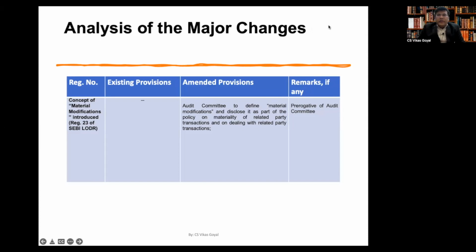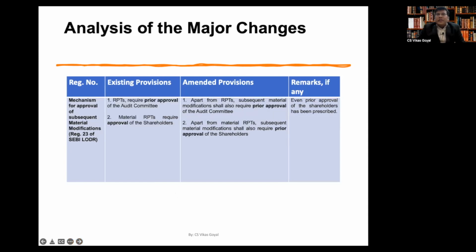So, apart from the definition of material RPT, a new concept has been introduced in SEBI LODR. That concept is of material modifications, because there was no existing provision in the old SEBI LODR, but now it has been prescribed that the audit committee has to define the material modifications and disclose it as part of their policy on materiality of related party transactions. It is up to the audit committee to define what is a material modification. That material modification can be with regard to supply of any quantity, any monetary value. Nothing has been prescribed specifically on what basis the material modification has to be defined, and it is totally the prerogative of the audit committee.